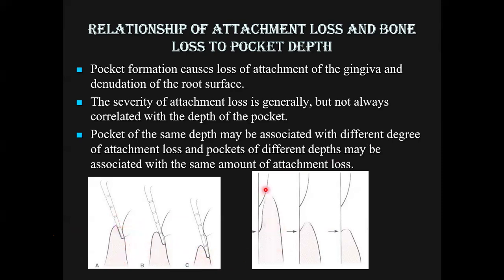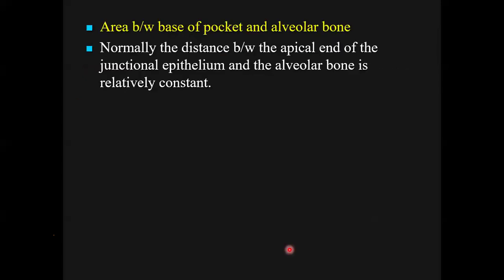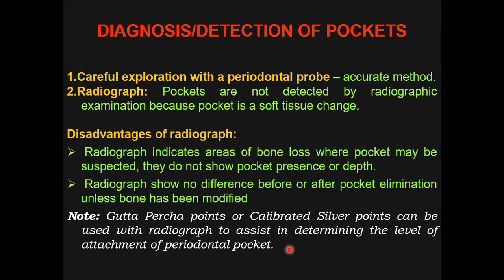Or different pocket depth but the same amount of clinical attachment loss, like in the second diagram, there is almost an attachment loss of 5 to 6 mm, but pocket depth varies in cases A, B, and C. Normally, the distance between the apical end of the junctional epithelium and the alveolar bone is relatively constant.